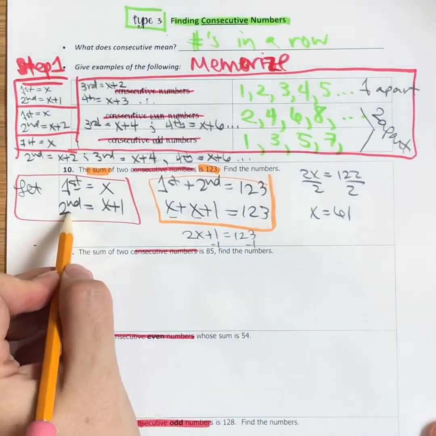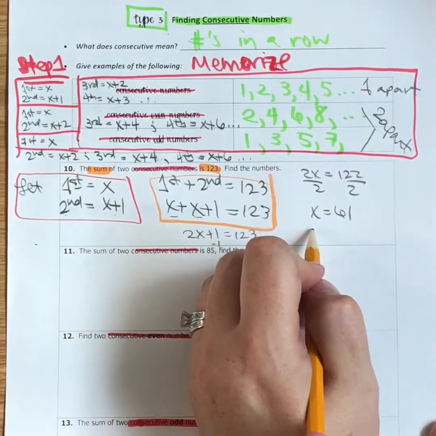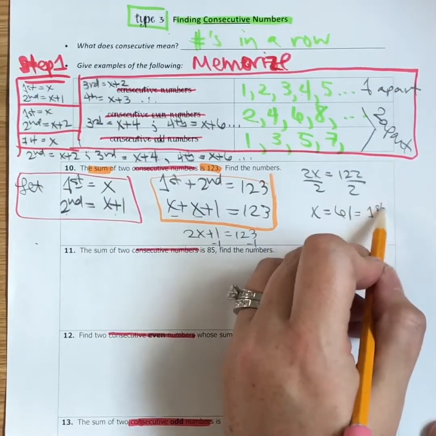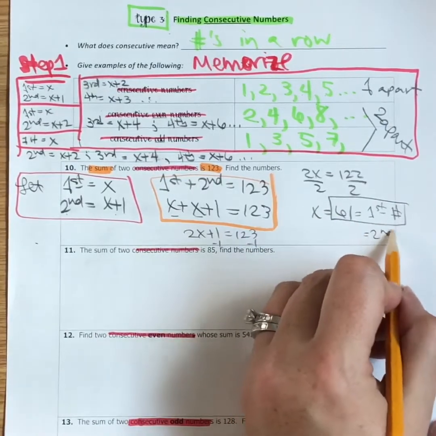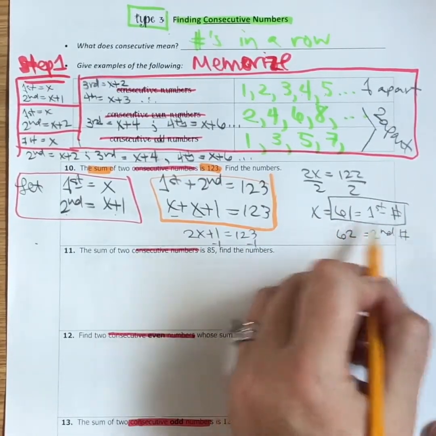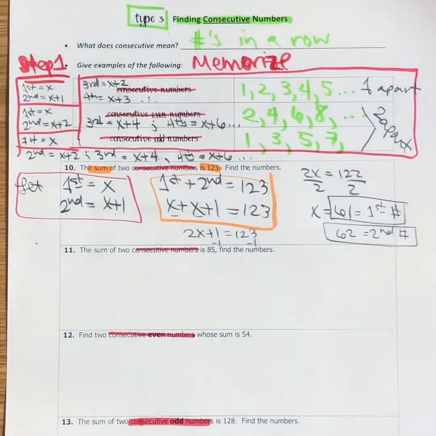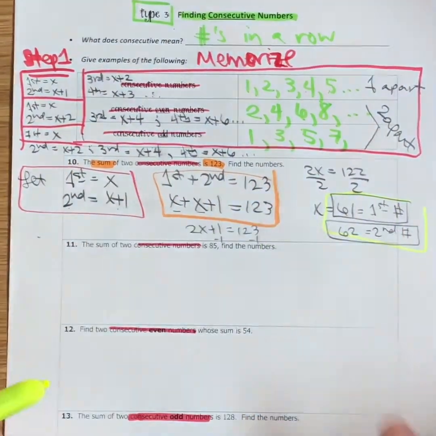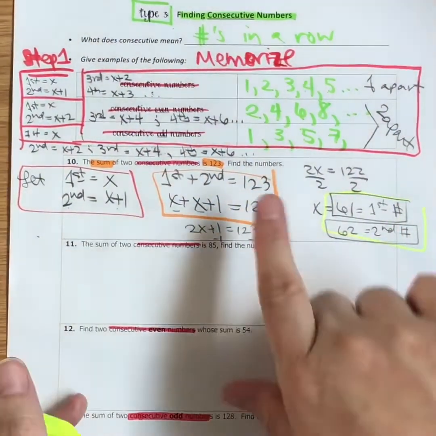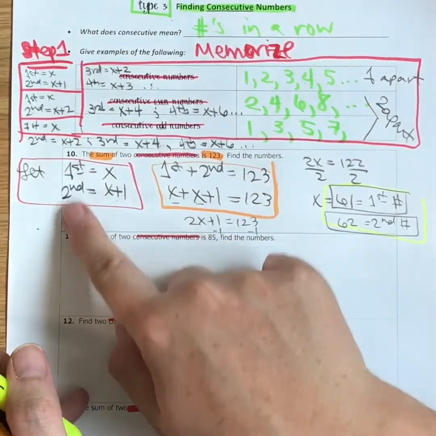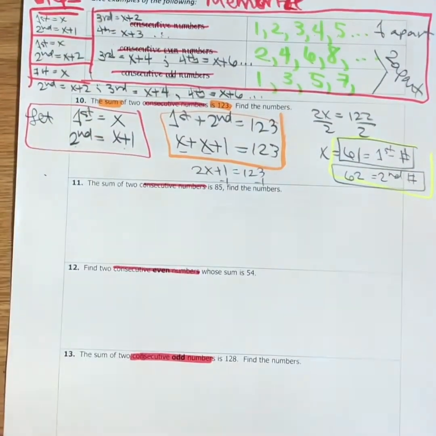Well, I can just do mental math and just know that, okay, since this is the first number, then the second number is just 1 more, so that's 62. I don't even have to plug it in. But again, we need to check your step 1 so that you know that you're looking for 2 answers.